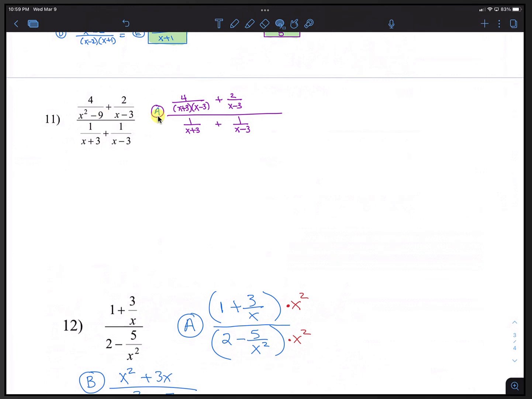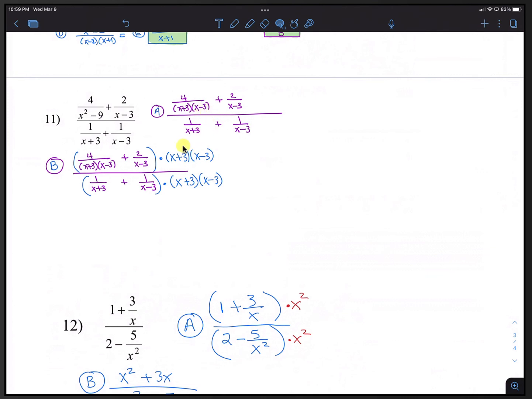And then in step A, that's going to factor into x plus 3 times x minus 3. And then everything else we just bring over. Now our least common denominator is going to be x plus 3 times x minus 3. So in step B, we're going to be multiplying the top and bottom by x plus 3 times x minus 3.